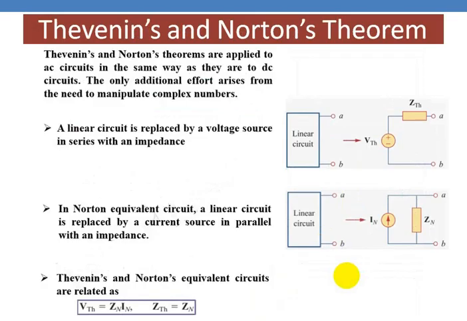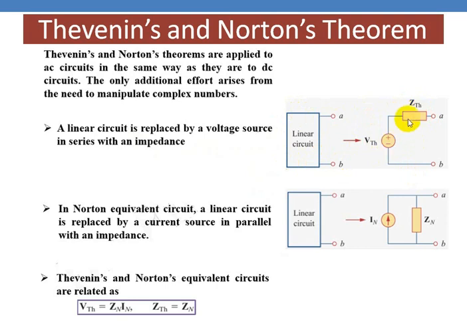Coming to the Thevenin and Norton's theorem. As we have seen how to obtain the Thevenin and Norton circuit for DC circuits, similarly we can also obtain the Thevenin and Norton equivalent circuits for AC circuits as well. So here, if we have a linear circuit between the two terminals A and B, this linear circuit can be converted into a voltage source in series with an impedance. So this entire network between the terminals is reduced to a simple network consisting of a voltage source and an impedance.